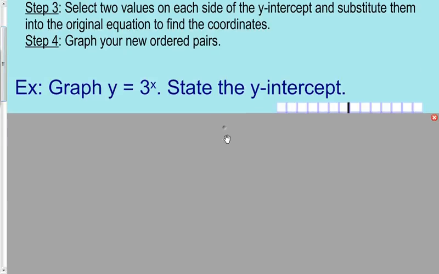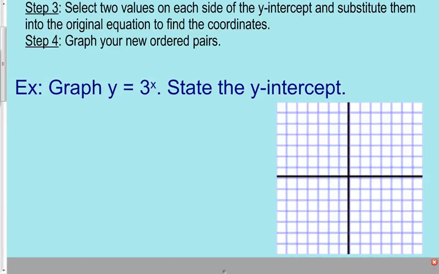So first example, graph y equals 3 raised to the x power. So the y-intercept right away, we're going to figure that out. I'm going to do x is 0. If x is 0, y is going to be 1 because 3 raised to the 0 power is 1.